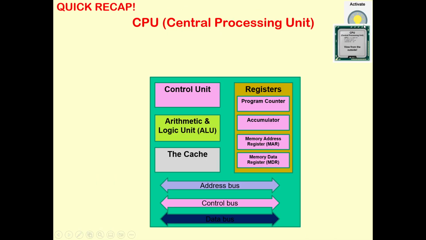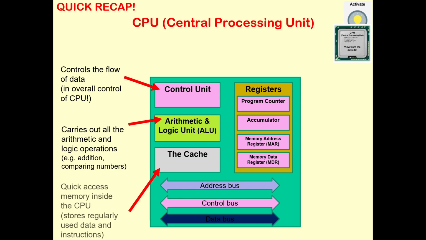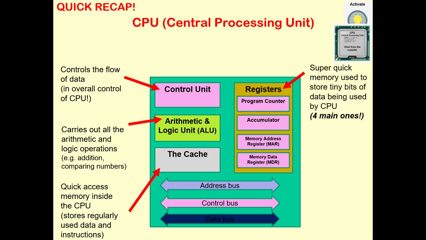Okay, just a very quick recap to remind yourself. We've been looking at the CPU. This is a really important part of the spec for paper 1 that you need to know about. We know about the parts of the CPU: the control unit controls the flow of data. The ALU carries out all the arithmetic and logic operations. The cache, quick access memory, stores regularly used data. The registers are the smallest but fastest memory, and there are 4 that you need to know about for the exam. And the bus, of course, transports data around the CPU.